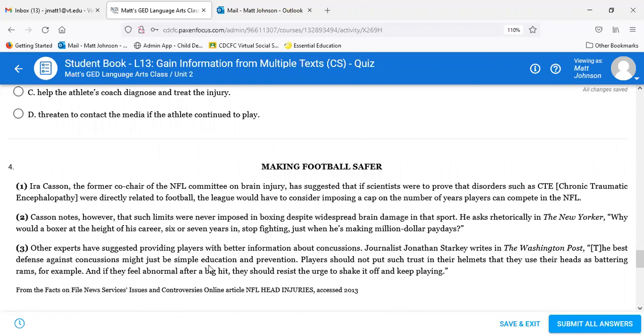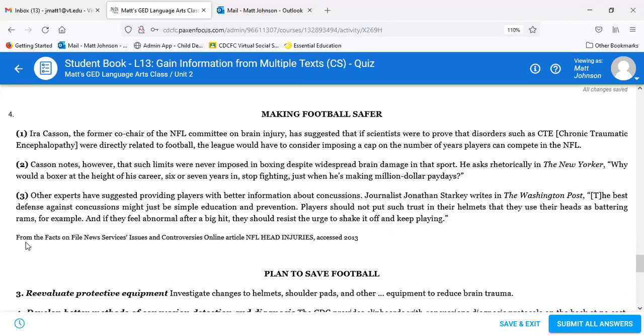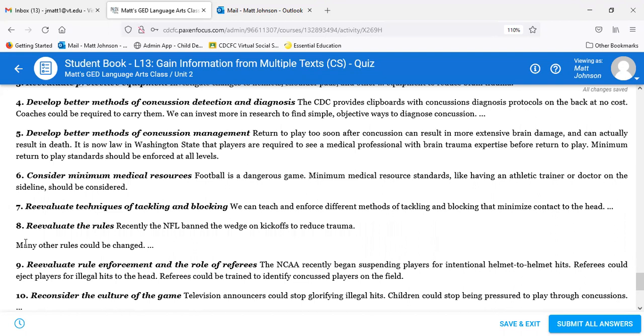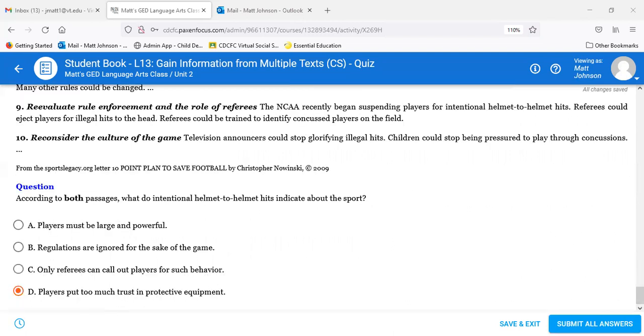And also here at the top, it says the best defense against concussions might just be simple education prevention. Players should not put such trust in their helmets that they use their heads as battering rams, for example. Right, so 4 there is D. Yeah, D is in dog. And that is the quiz part.